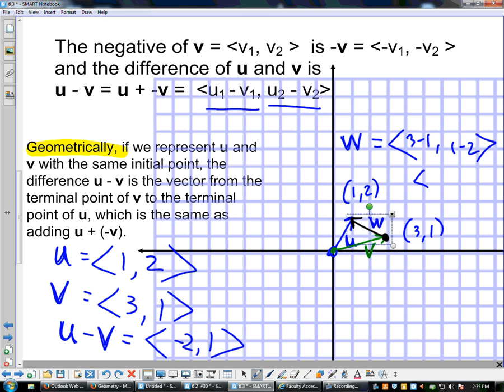No, I messed up. Remember it's always terminal minus initial. So I want to do 1 minus 3, comma 2 minus 1. So is that the same as what we got here? Yes.